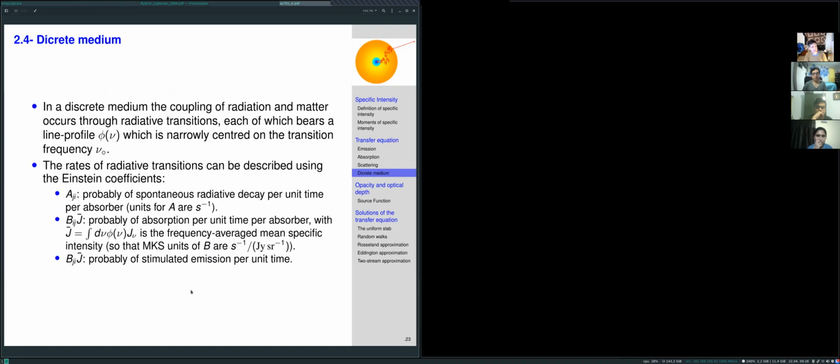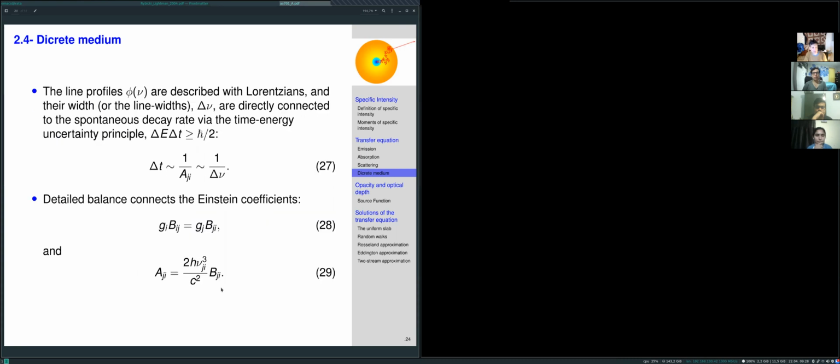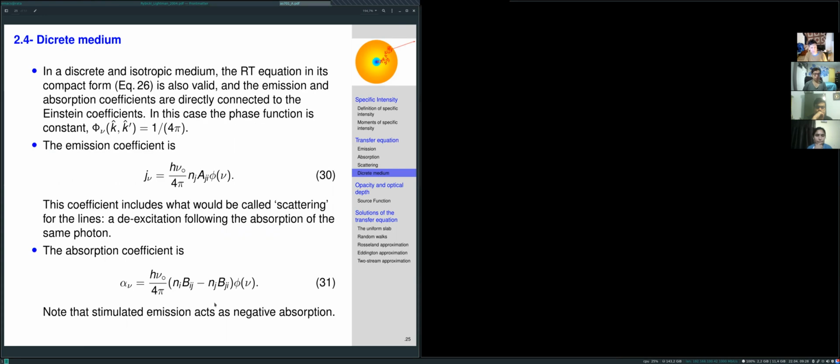That's the case for a continuous medium, and for a discrete medium, we can use the same form of the radiative transfer equation, except that now we use the Einstein coefficients, and the Einstein coefficients are related to each other by detailed balance. The emission coefficient then is a function of A, the spontaneous decay, and the absorption coefficient is then related to the coefficients for absorption, stimulated absorption, and stimulated emission.